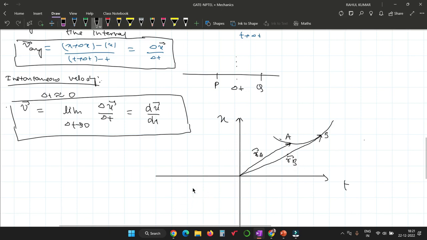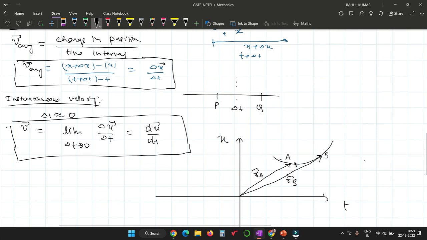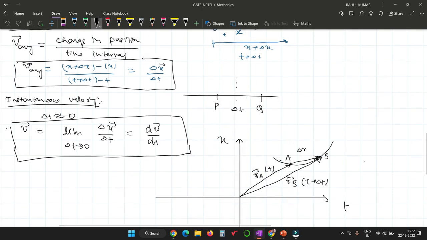If I connect points A and B, what will happen? From the definition of vector, tell me, is it called delta r? Yes, that is called the change in position.